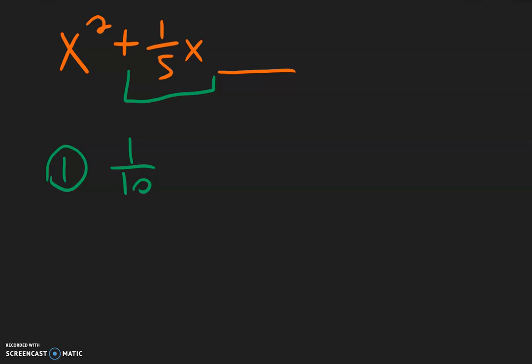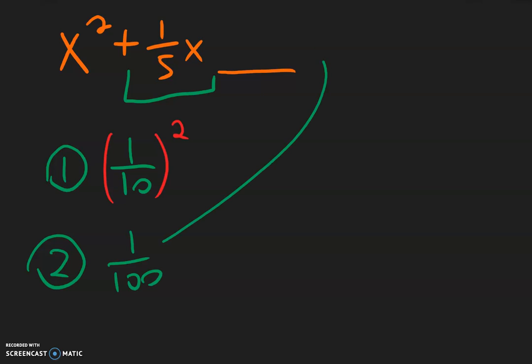Now step 2, we take this and multiply it by itself. So for the numerator, we get 1 times 1 is 1, and for the denominator we have 10 times 10, which is 100. And this goes into the blank, 1 over 100. And after factoring, our factors are x plus 1 over 10 squared.